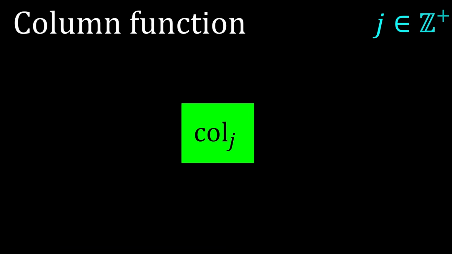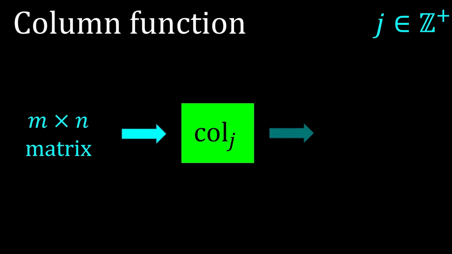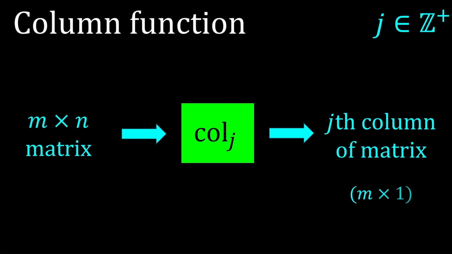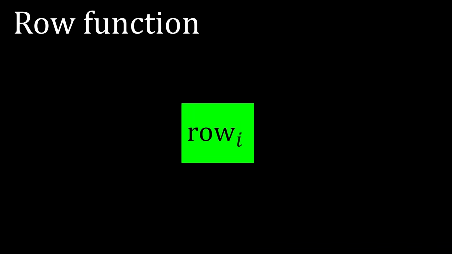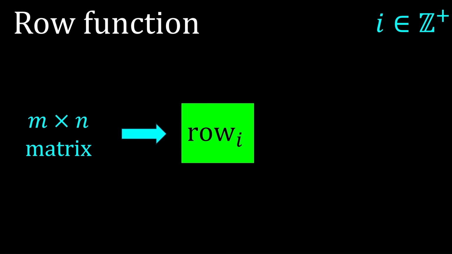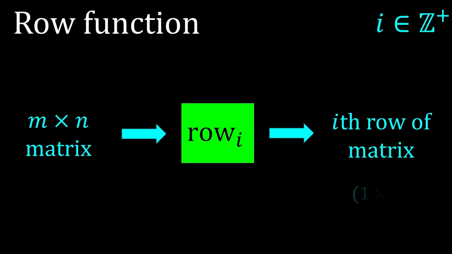Okay, let's start with the column function. So col sub j is the function which takes in an m by n matrix and outputs the jth column of that matrix. For example, col sub 2 of this thing would return the vector -1, 2, 5. And for rows, the ith row function will take in an m by n matrix and output the ith row of that matrix. But there's a slight caveat here.